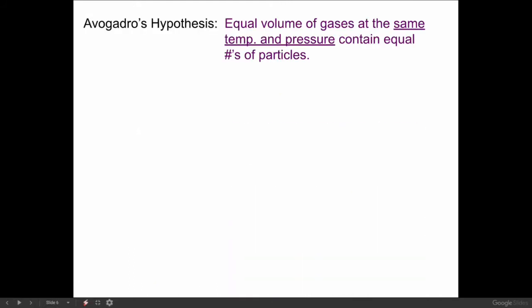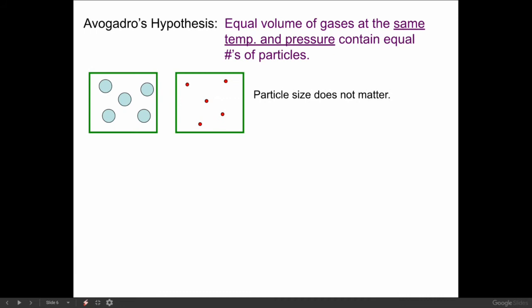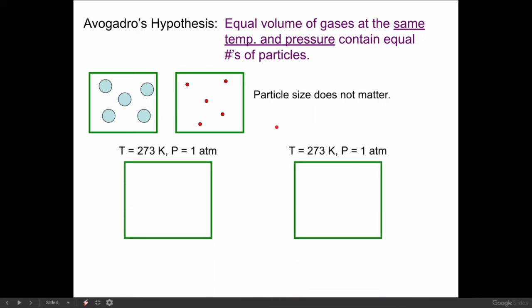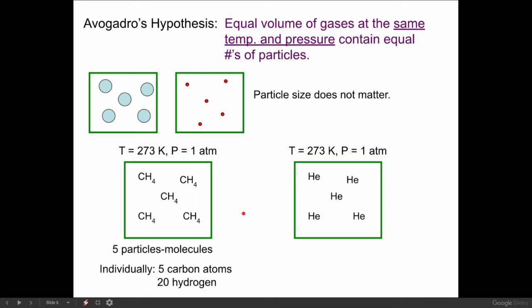Next, Avogadro's hypothesis: equal volumes of gases at the same temperature and pressure contain the same number of particles. Here's what that means. You have a big gas particle and a small gas particle, but they're in the same volume. You're going to have the same number of particles. For example, I have methane here, and helium gas, and they're in the same volume and the same temperature. You're going to have the same number of particles.